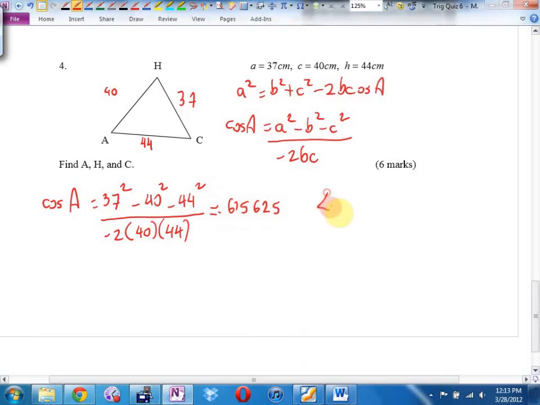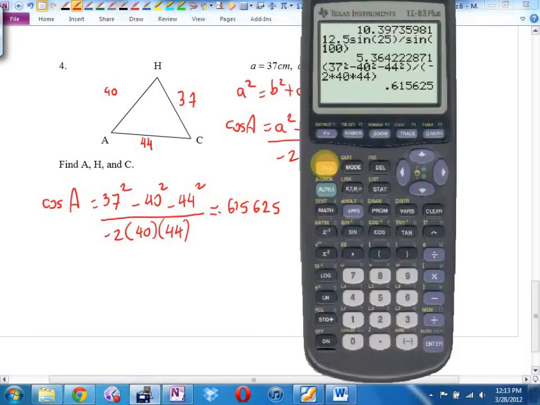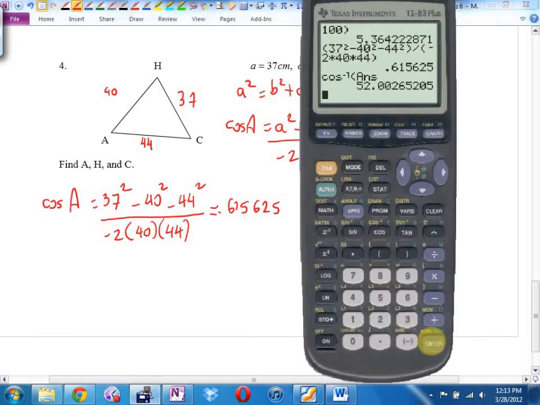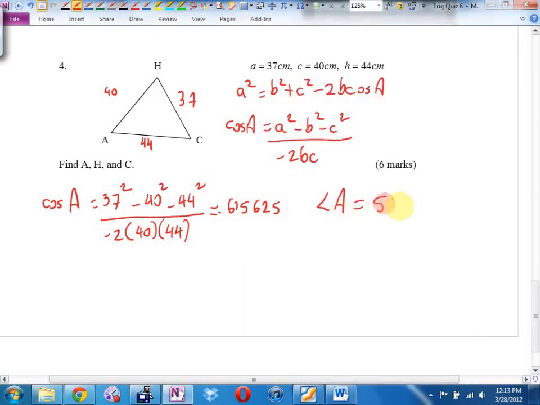0.6152625. How can I figure out how big angle A is? Oh, to find an angle, second function cosine of that. I think it's supposed to be exactly 52 degrees. 1 mark for that, 1 mark for the answer. But if you got the right answer, Chelsea, 2 out of 2.